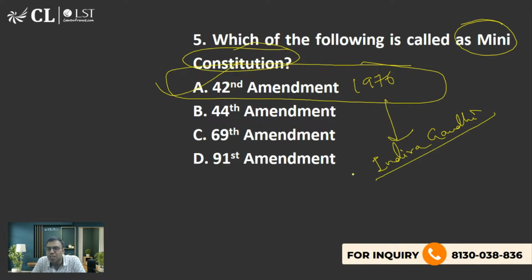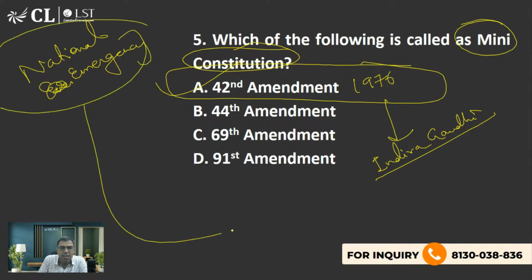When was the Emergency imposed? We had seen that. One more thing: how many national emergencies have been imposed in India till now? Yes, 3. What are those? Basically one in the 1962 war, India versus China, one in the 1971 India versus Pakistan war, and one in 1975.